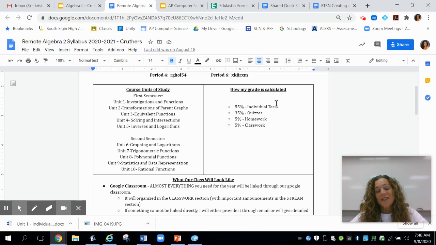So things that are really important to the kids is how their grade is calculated. 55% of their grade for this semester will be on their individual tests. 35% will be on their quizzes. 5% is homework, and then the other 5% is classwork.